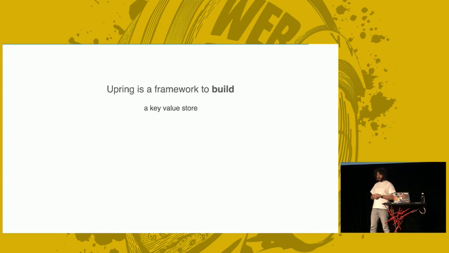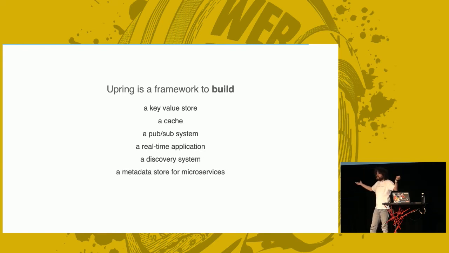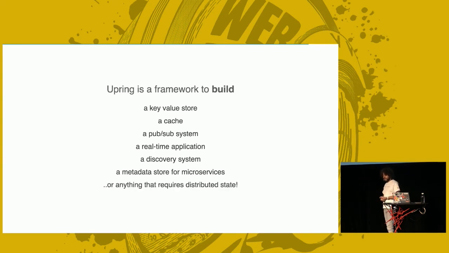UpRing is a framework to build a key value store, or a cache, or a pub subsystem, as I showed, or a real-time application, or a discovery system, or a metadata store for microservices if you are into microservices. Whatever, how micro they are depends. How many lines of code? 10 lines of code is a microservice. Or anything that requires managing state.